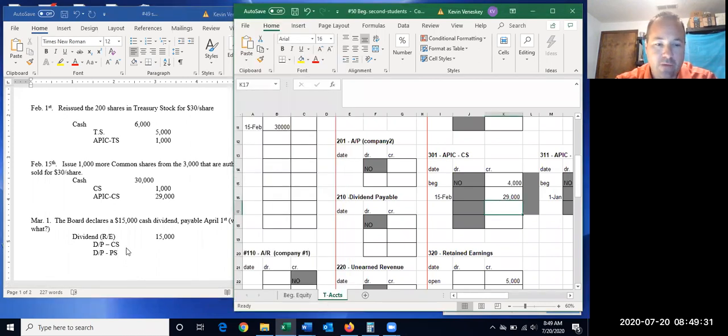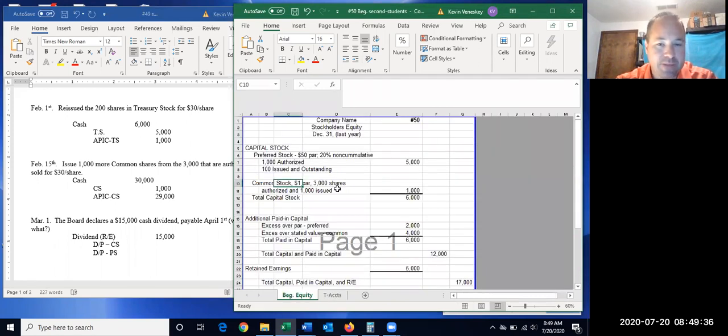Now, how do I know who gets what? Remember, preferred stockholders always get first dibs. And they get first dibs based on what this basically says right here. And this says that they get 20% of their par as a dividend, and it's non-cumulative. So it doesn't matter if they got all of their dividends in prior years or not. It starts over every year. So 20% of 50, that's $10. So they get $10 of dividends per share.